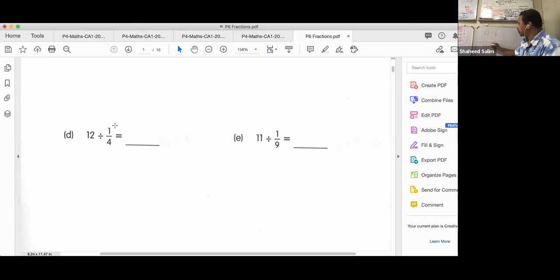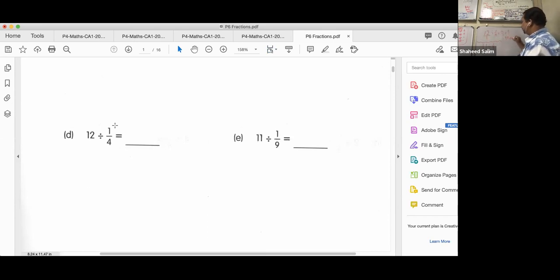Zahin, what's the answer to the first one? 28. 28, first one. Let us see. Can you? 48. 48, okay. 48 is correct. So we just do like that. We change it to times. 12 over 1 times 4 over 1. We do the flip. And then you get 48.